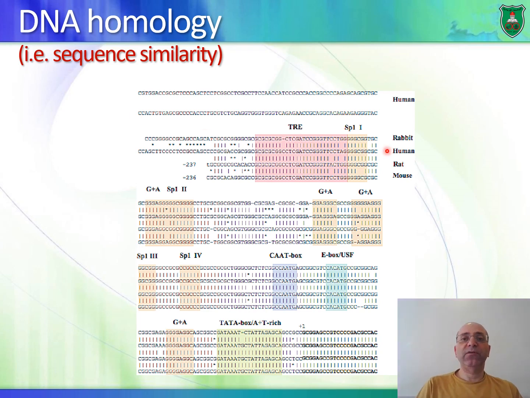So if you look at, for example, a certain sequence, this is in human versus rabbit, rat, and mouse. So you can see that the colored regions is where you have huge similarity, and these are the functional regions in the DNA. Okay, so you can see that whenever you see this line right here, it means that there's similarity in the sequence. So let's zoom in, for example.